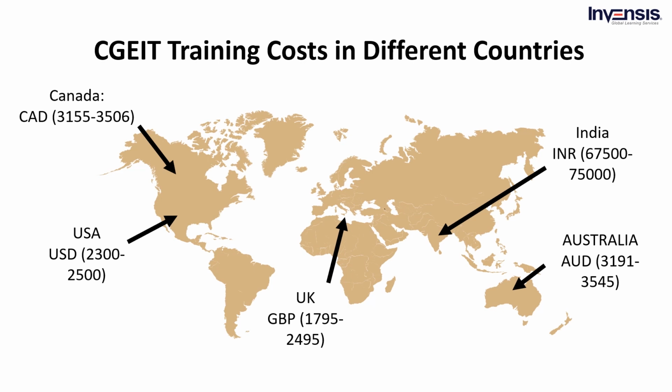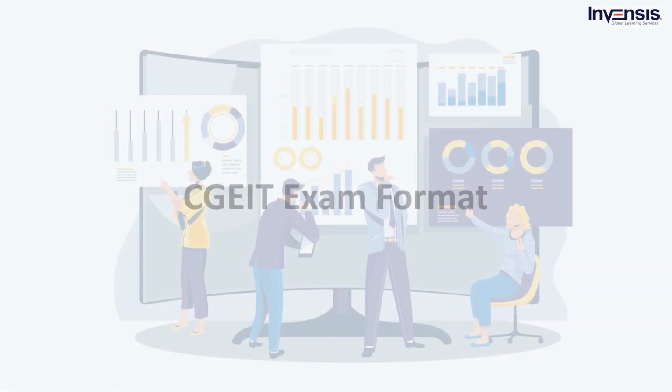In the USA, CGEIT certification varies between USD 2300 to 2500. In Australia, the cost for CGEIT certification varies between US $31.91-$35.45. In Canada, the cost for CGEIT certification varies between CAD $31.91-$35.45. In the United Kingdom, the cost for CGEIT certification varies between GBP 1795-2495.